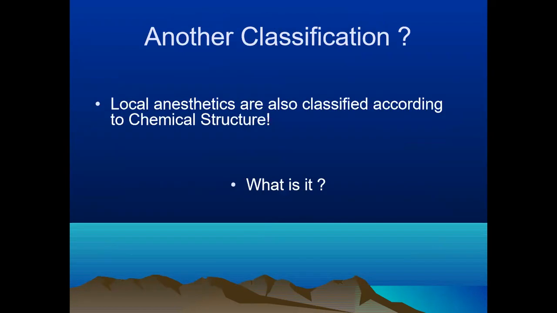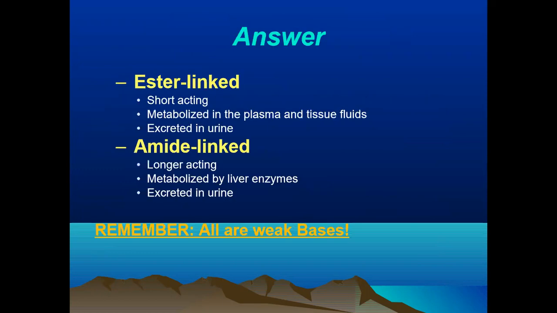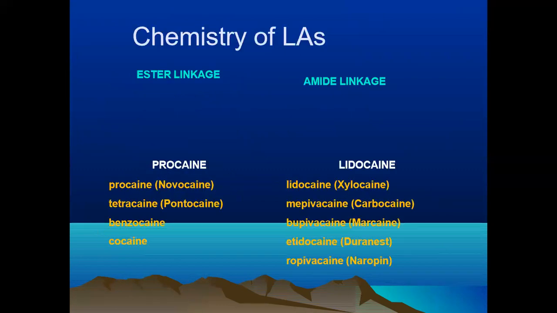Another classification of local anesthetics is according to the chemical structure these molecules have. For example, esters are short-acting, metabolized in the plasma and tissue fluid, and excreted in the urine. Then you have amides, which are long-acting, metabolized by liver enzymes and excreted in the urine. Remember, all these are weak bases.